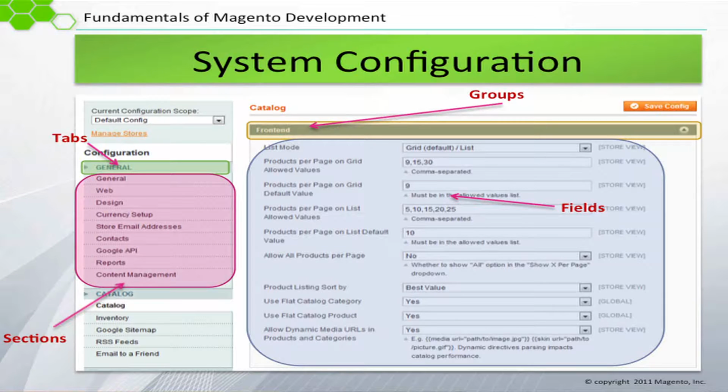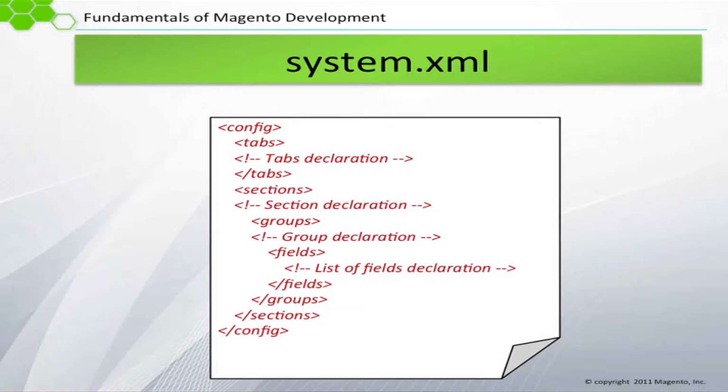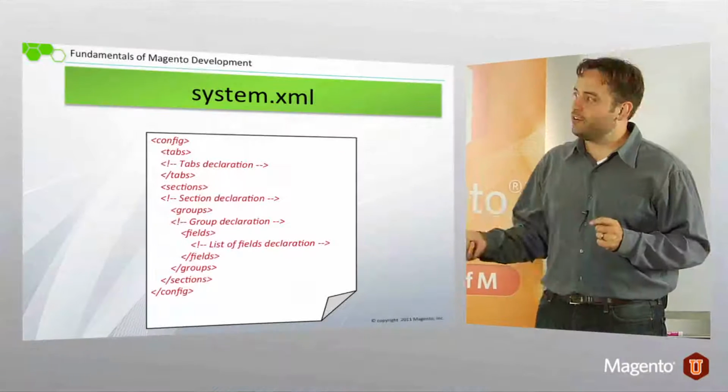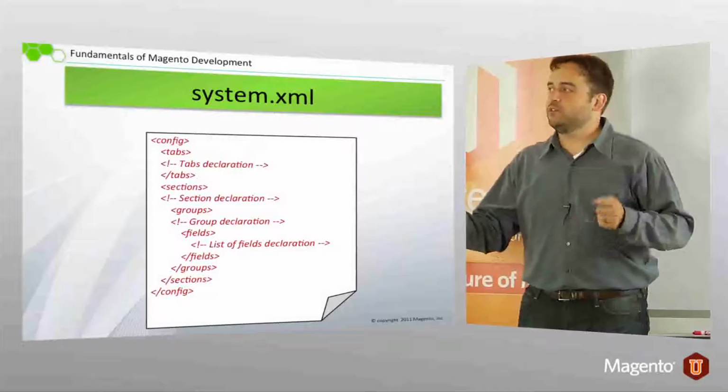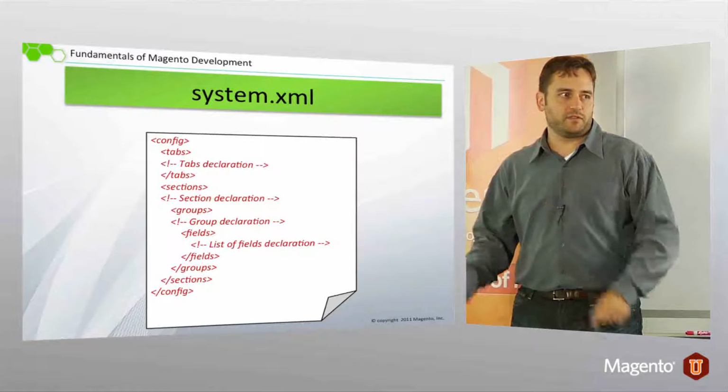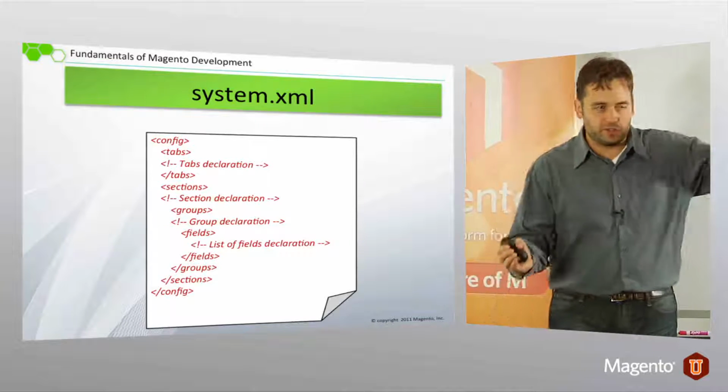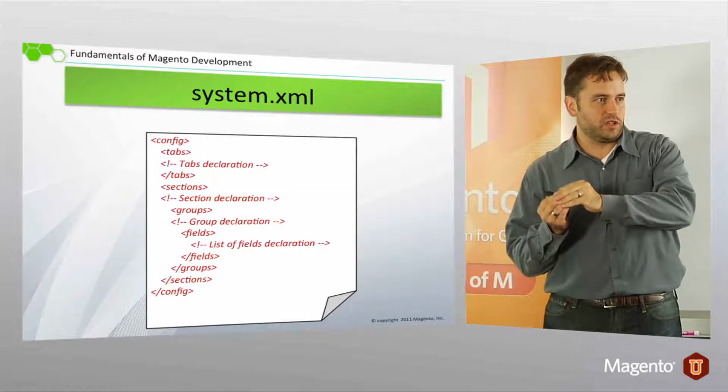So inside of a section node, we would have groups. And inside the groups, we declare our fields. And that's it. This is a great slide. This is the structure here. So you see under config in system XML, you have tabs. And then adjacent to tabs, you have sections. But then inside sections, you have groups. And inside groups, you have fields. So this container structure is big in Magento Admin.